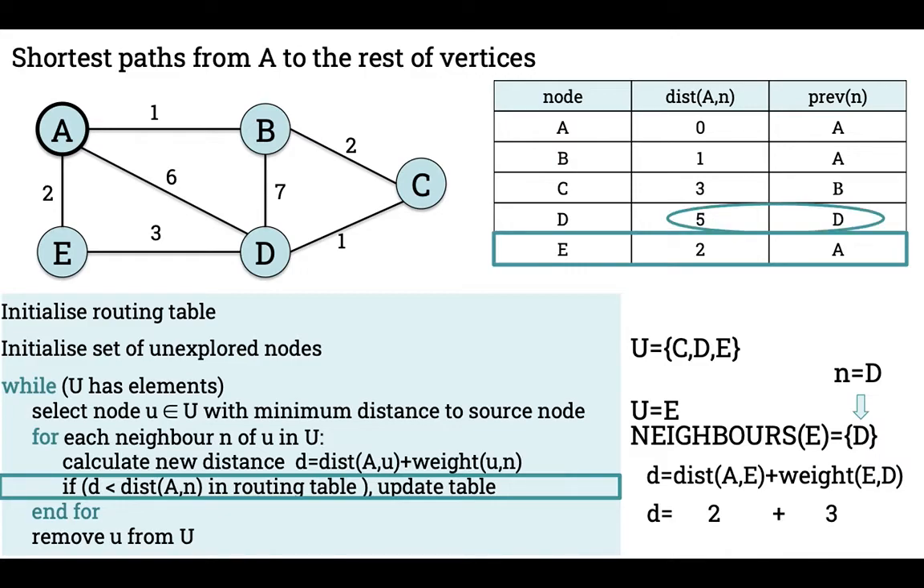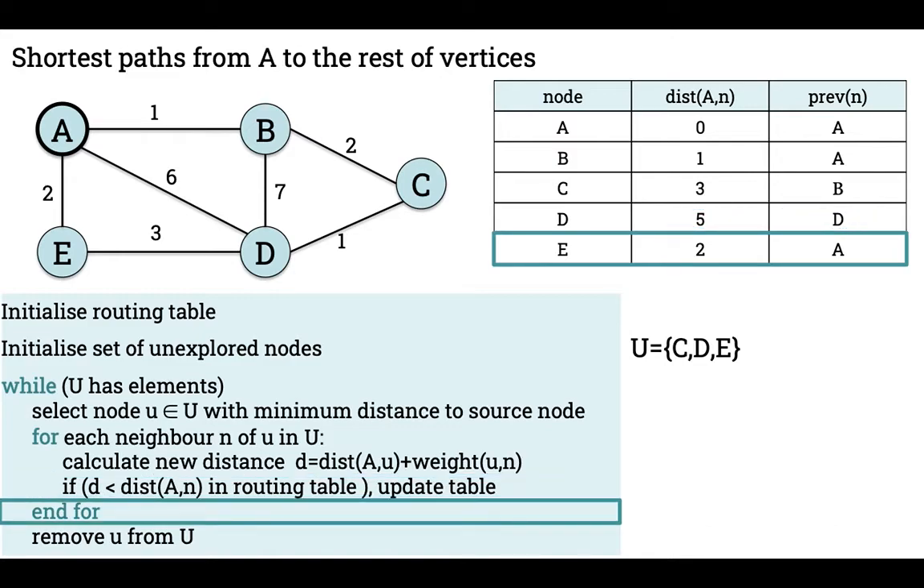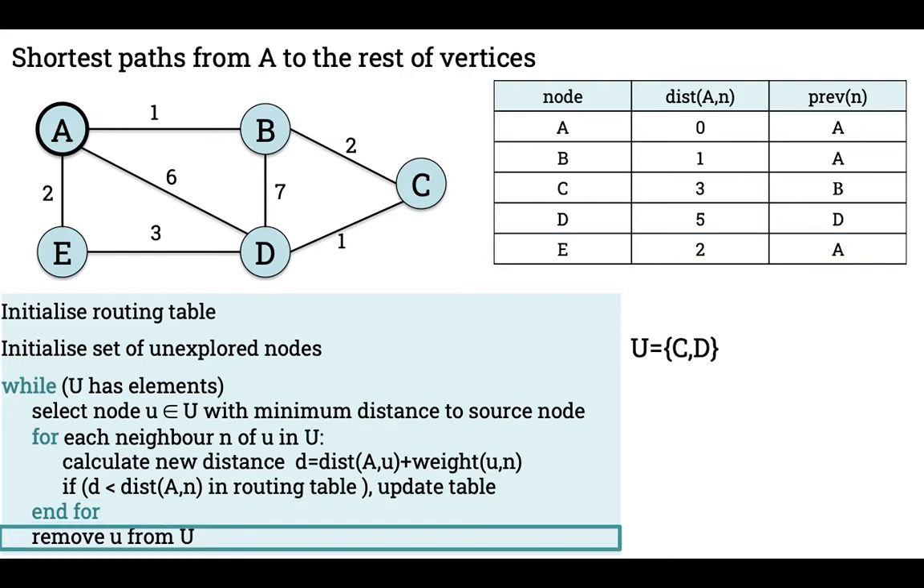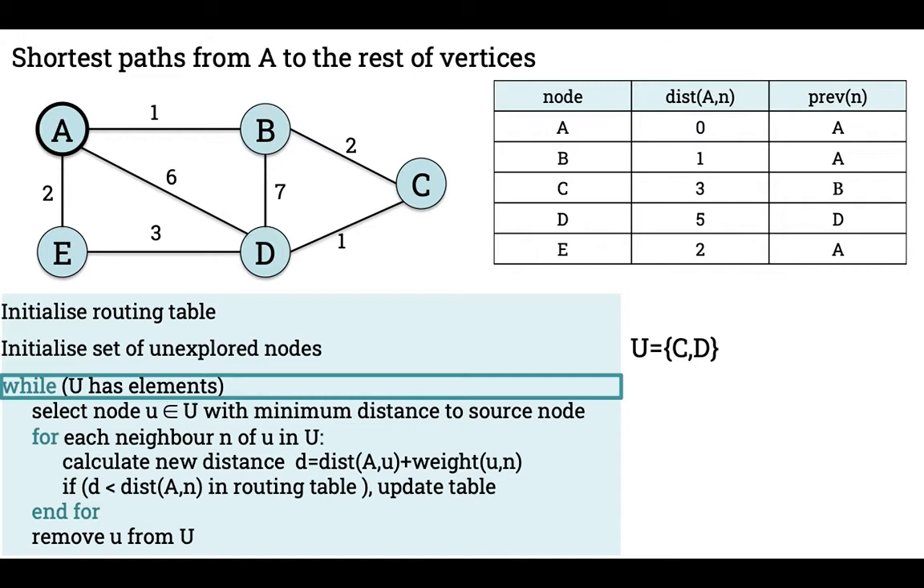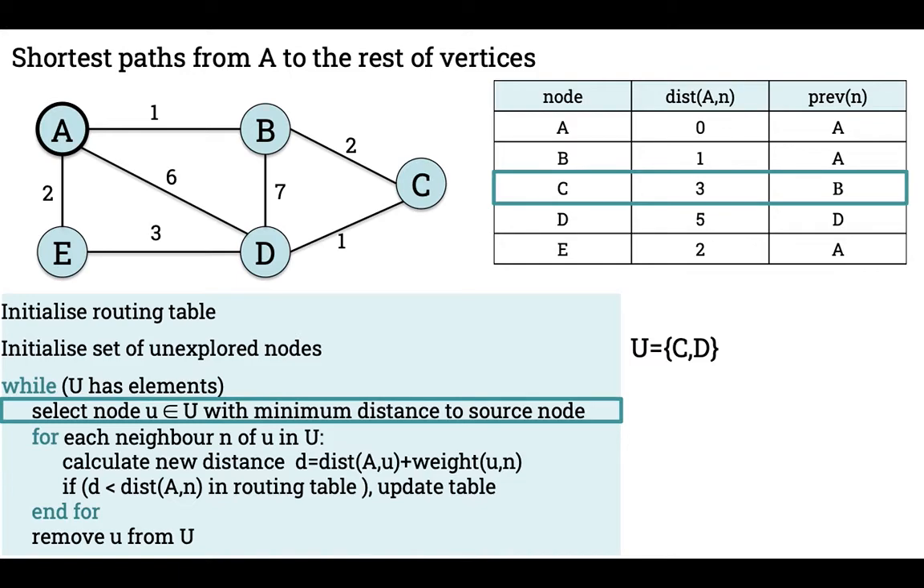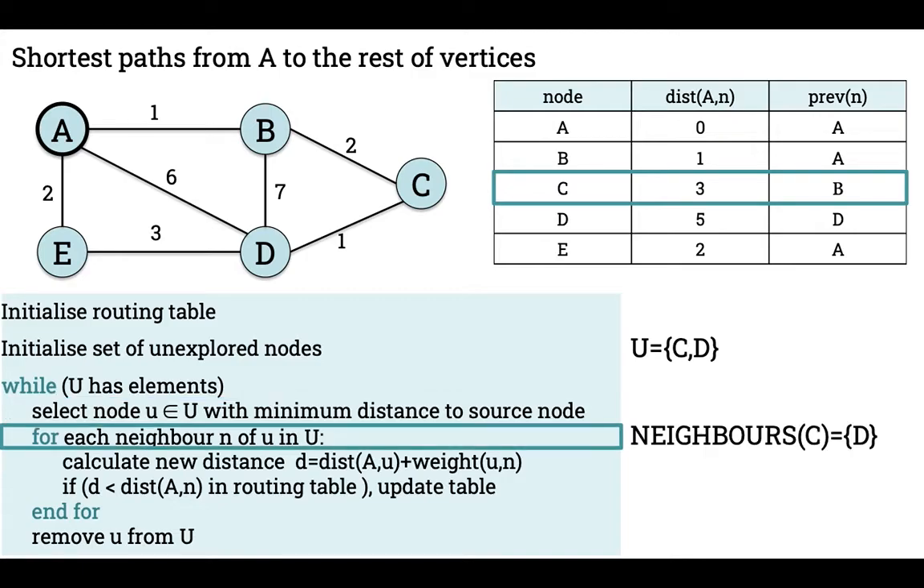So we update the table with the new distance and the previous node used to get to D using this shorter route. There are no more neighbors of E to process, so we end the for loop and remove node E from the list of unexplored nodes. We go back to check the condition of the while loop, which is true, so we execute the instructions inside it. We select the node in U with the minimum distance to the source node A, which is node C. We identify the still unexplored neighbors of C. In this case, it's only node D.